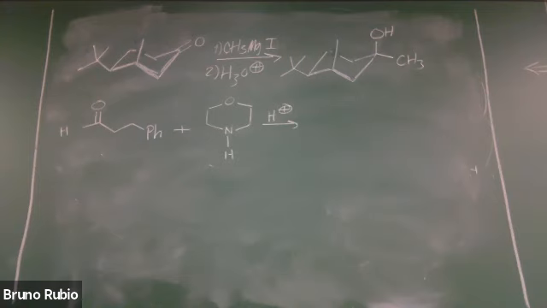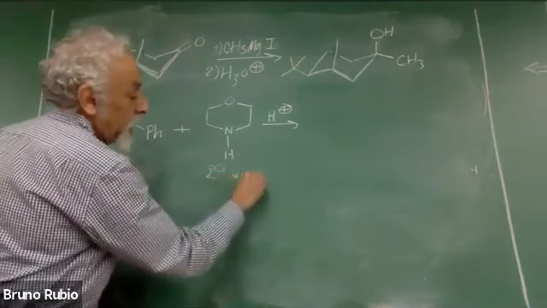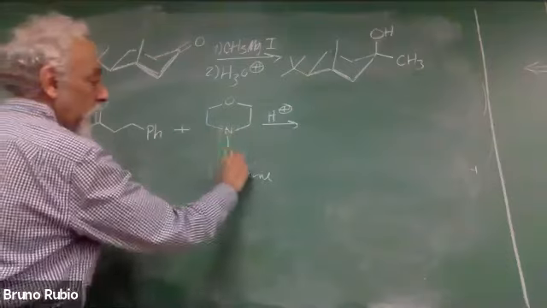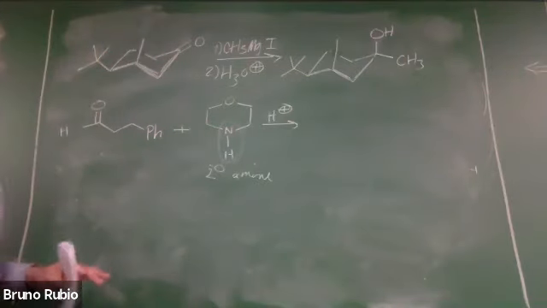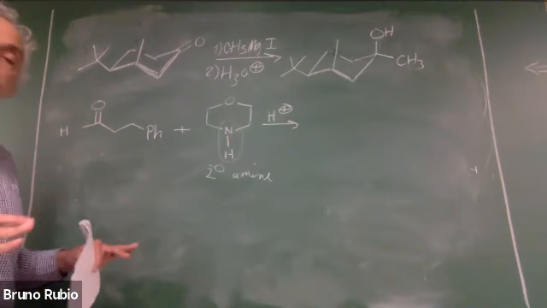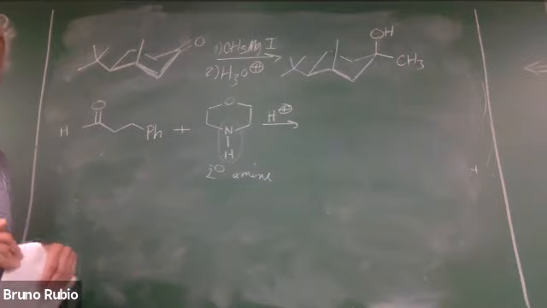So what is the product here going to be? This is the recipe for the enamine. It's an aldehyde or a ketone plus a secondary amine. What's a secondary amine? A secondary amine is NH. So this should call to mind that it's a secondary amine, NH. A primary amine is NH2. So this is a secondary amine.